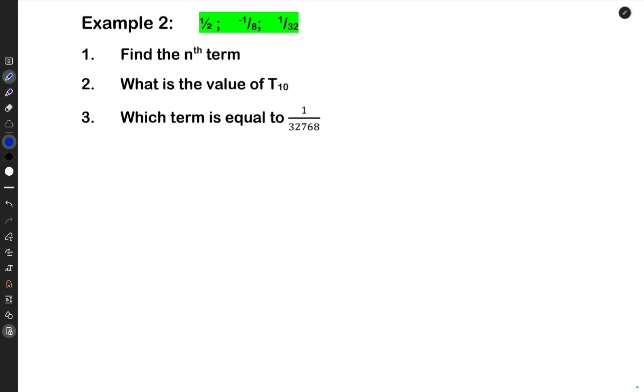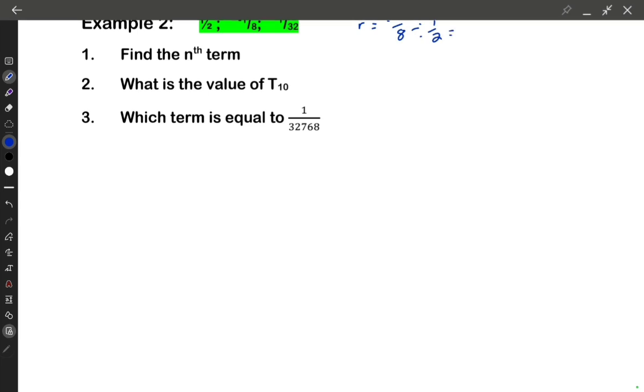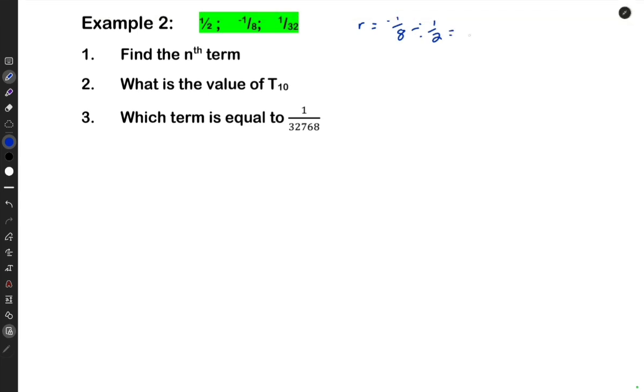Okay, so I can clearly see I'm not adding a certain number to get to the next one. And therefore, I'm going to test, is it maybe a geometric sequence? Now, remember, we said to get the common ratio, I can say term 2 divided by term 1. In this case, this is giving me a negative a quarter.